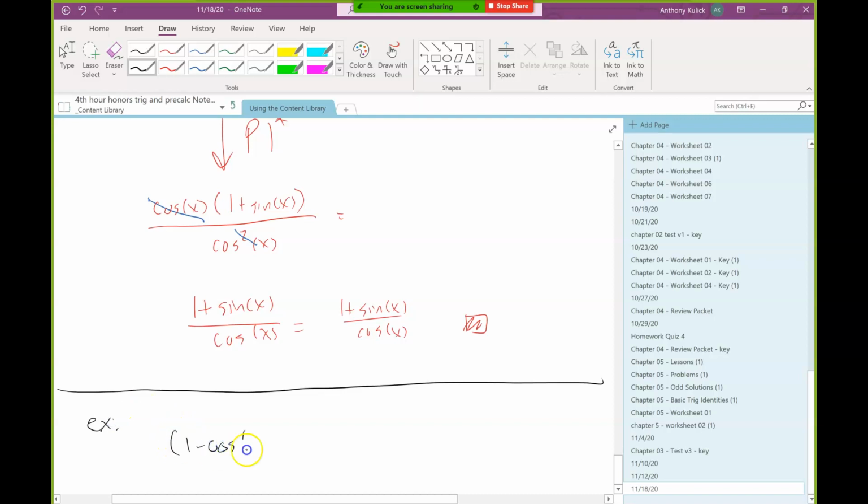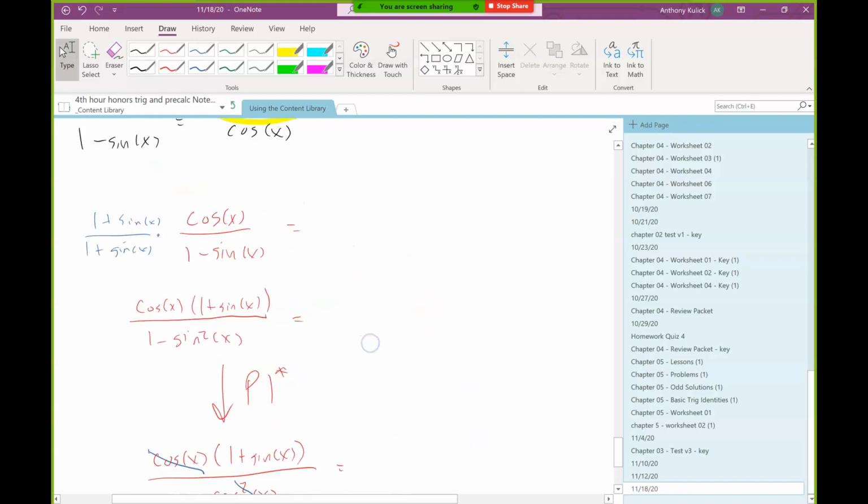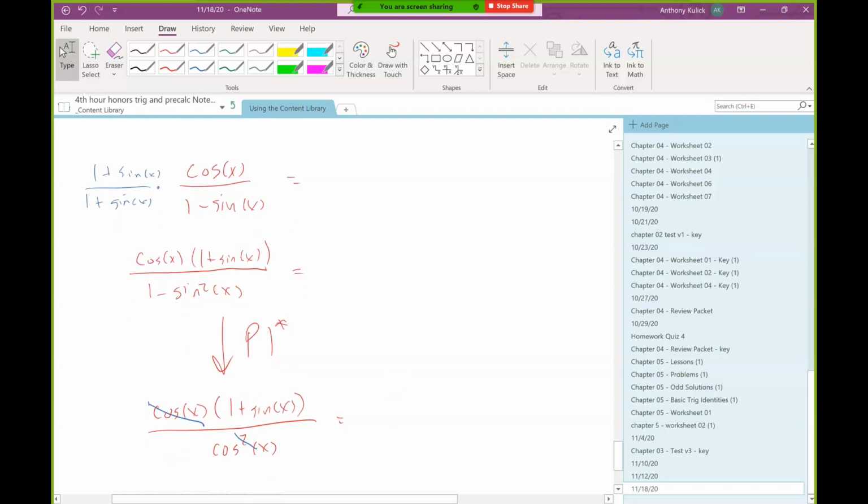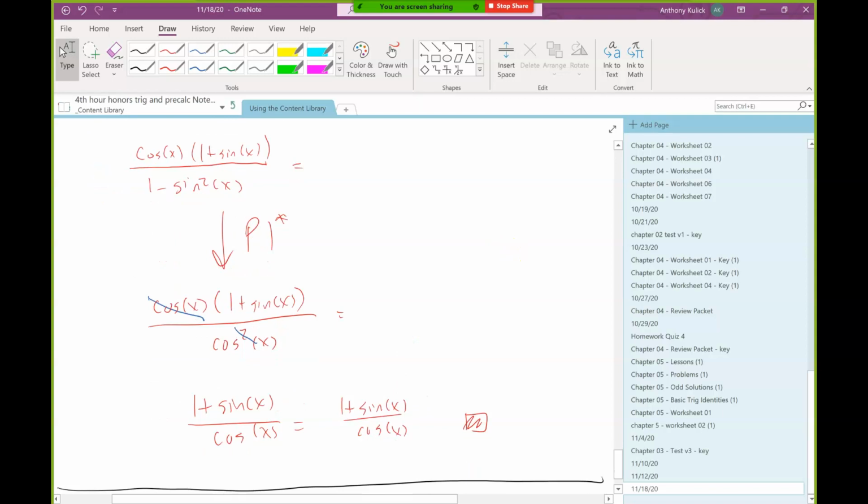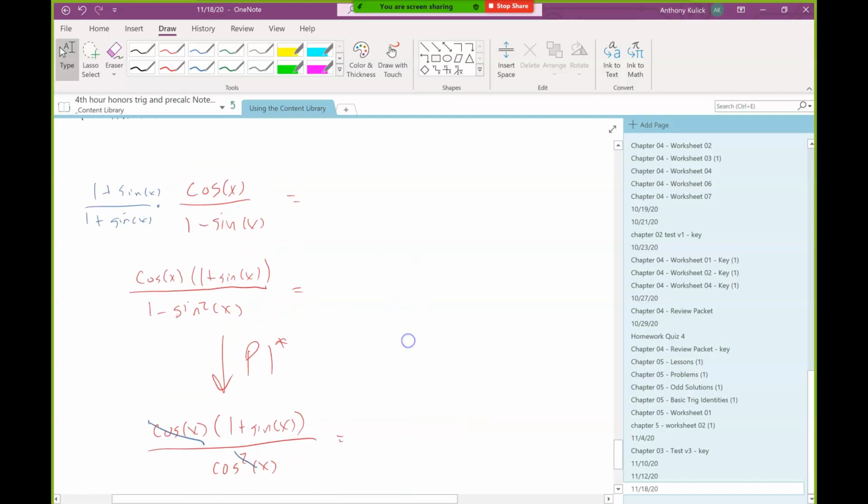Real quick, how did you get the cos x times 1 plus sine over cos? Wait. Okay, never mind. Wait. You just multiplied two parts of the problem, right? No. No, I multiplied the top and bottom by 1 plus sine x over 1 plus sine x. To get a common denominator? Nope.